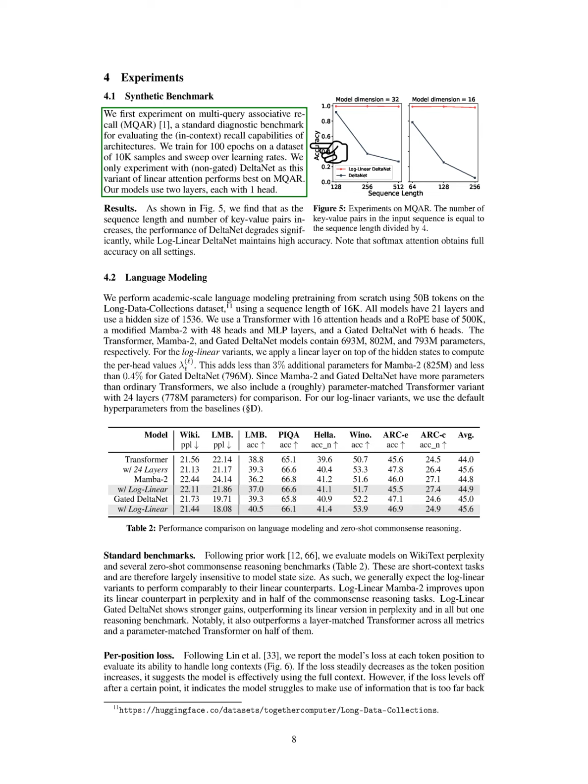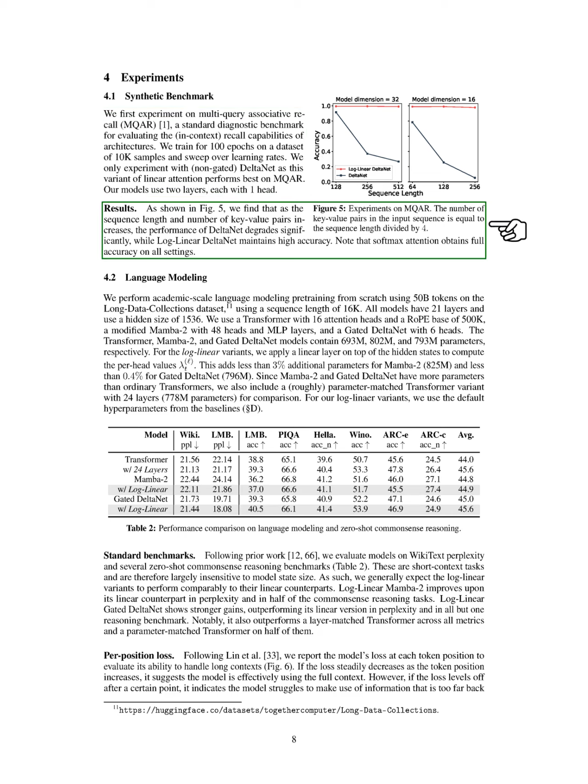In our experiments, we first assess multi-query associative recall, MQAR, a benchmark for evaluating recall capabilities. We train for 100 epochs on a dataset of 10,000 samples, focusing on the non-gated DeltaNet variant, which performs best on MQAR. Our models consist of two layers, each with a specific number of heads. We observe that as the sequence length and number of key-value pairs increase, DeltaNet's performance declines significantly, while log-linear DeltaNet maintains high accuracy. Softmax attention achieves full accuracy across all settings.